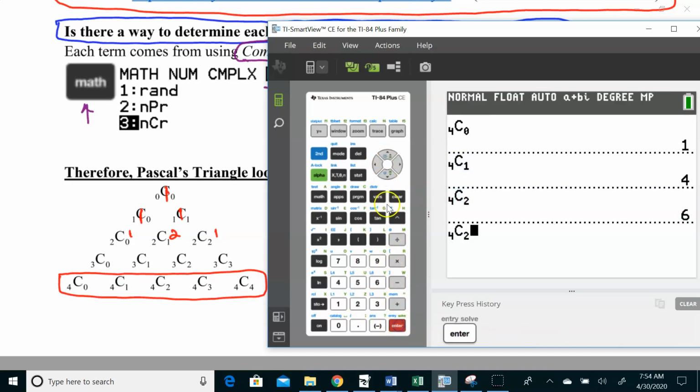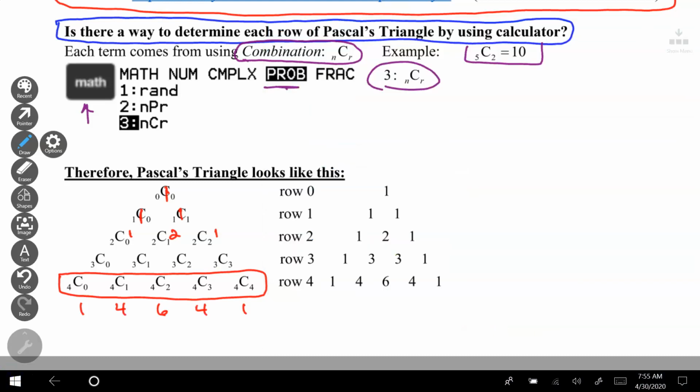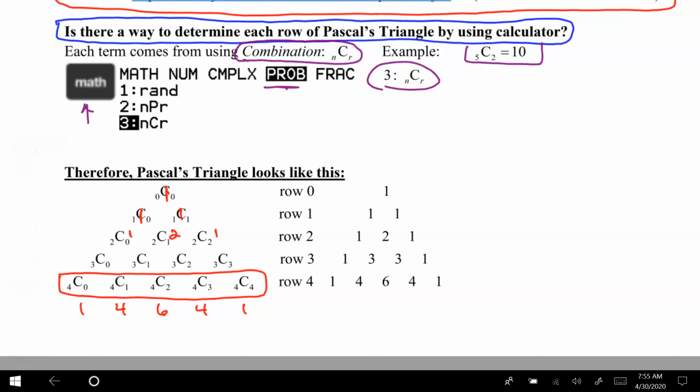I think this seems like a pain to do, so maybe there's a better way. Instead of doing them all individually, look at that. There's my Pascal's triangle. The one got taken off, but it's 1, 4, 6, 4, 1. And you saw in the calculator I was able to get all 5 numbers in row 4 by typing them in. But there is a better way. I'm not going to do it that way ever again. That's way too much work.